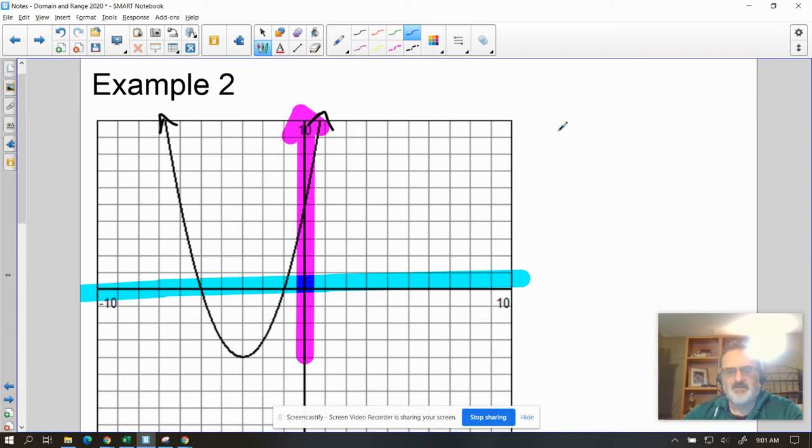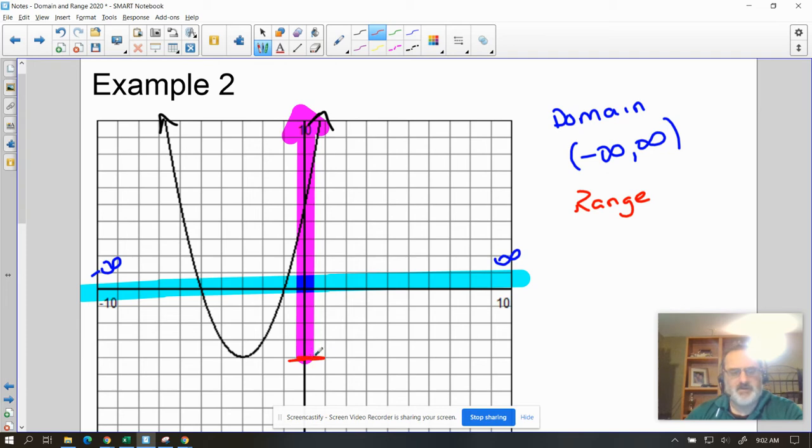The domain obviously is going to be all real numbers. I'm just going to use the interval notation, negative infinity to infinity. This being negative infinity and this being infinity. Now the range is a little trickier. It looks like it has a starting point of 1, 2, 3, 4, -4, and it goes to infinity. And this time it includes the number -4, so I need to use brackets.